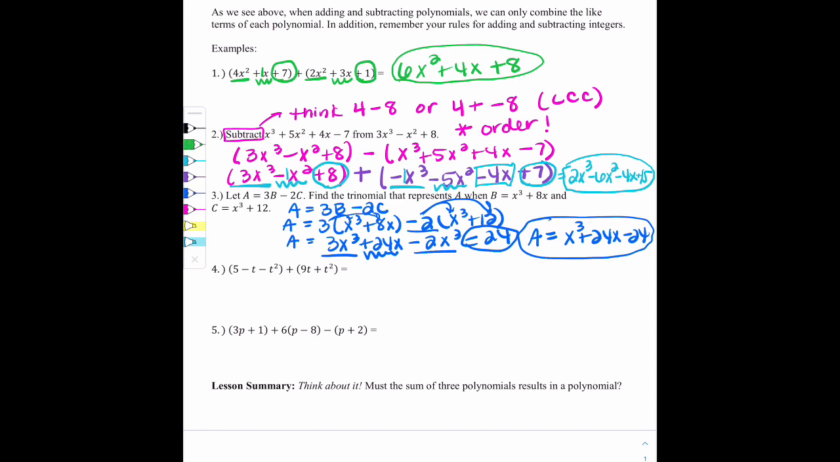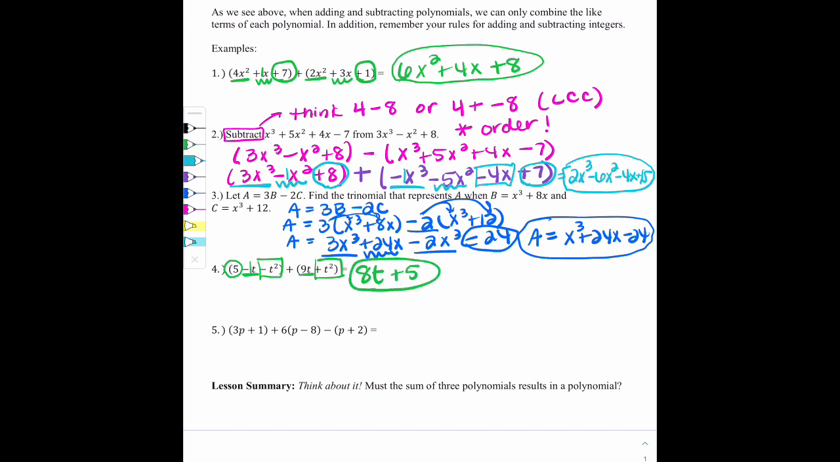Okay, let's look at example 4. 5 minus t squared plus 9t plus t squared. So we can just, since it's addition, go ahead and code our like terms. So we've got numbers and no other numbers. We've got t's and t's, and then we've got squareds and t squareds. So we're going to see that the t squareds actually cancel each other out. Negative 1t squared and positive 1t squared eliminate each other. Negative 1t and 9t would make 8t. And then 5 has nothing to combine with, so it would just be plus 5.